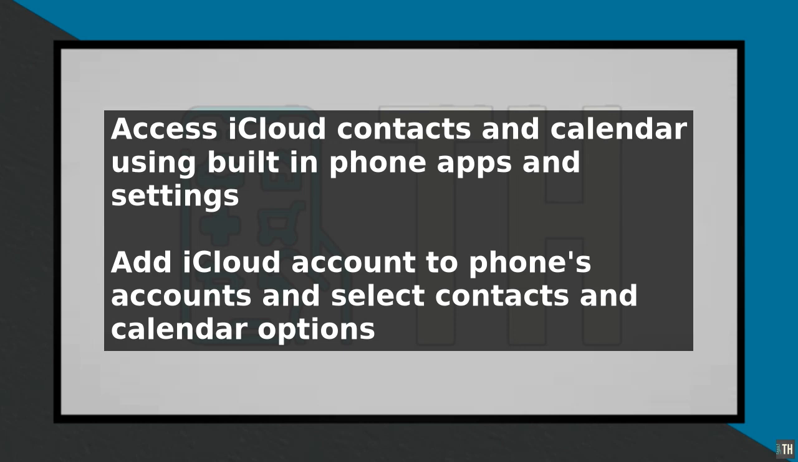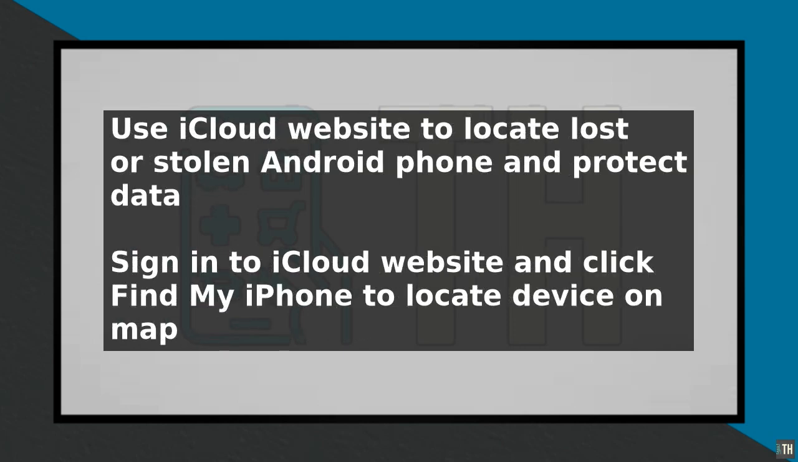In addition to accessing your iCloud content, you can also use iCloud to locate your Android phone if it is lost or stolen. To do this, go to the iCloud website and sign in with your Apple ID and password. Then, click on the Find My iPhone icon, even though you have an Android phone, and select your device from the list of available devices. You can then use the map to locate your phone, play a sound to help you find it, or erase its contents to protect your personal data.